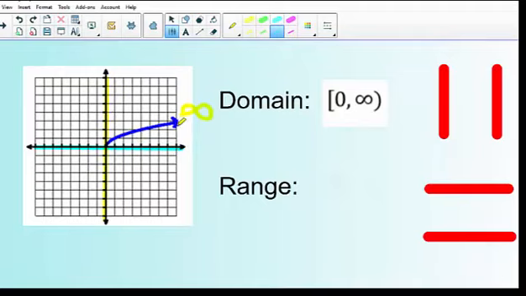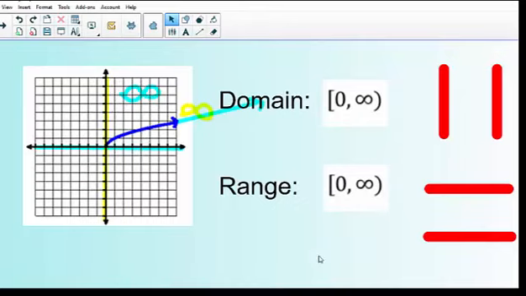Now I need to look on the top. So it kind of looks like my graph stops here. However, this arrow means that my graph is going to keep going up and up and up and over. So really there's nowhere I can draw a line on the top where my graph is actually going to stop. So I'm going to put another infinity up here to remind me that it keeps going. So for our range, it starts at 0 and it's going to go all the way to infinity as well. So for this example, the domain and the range are exactly the same.